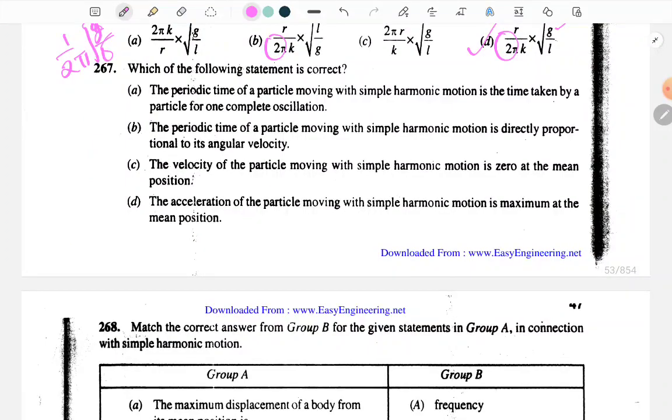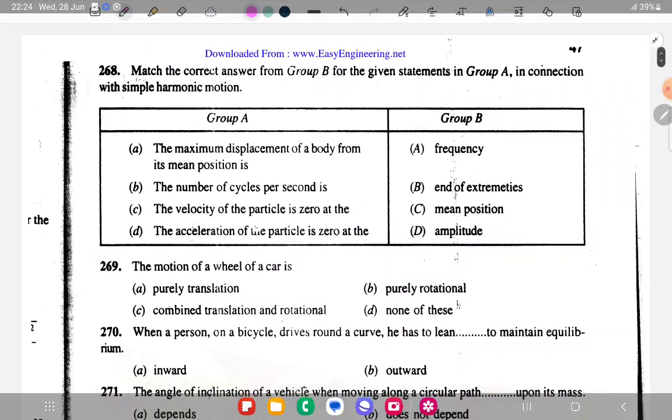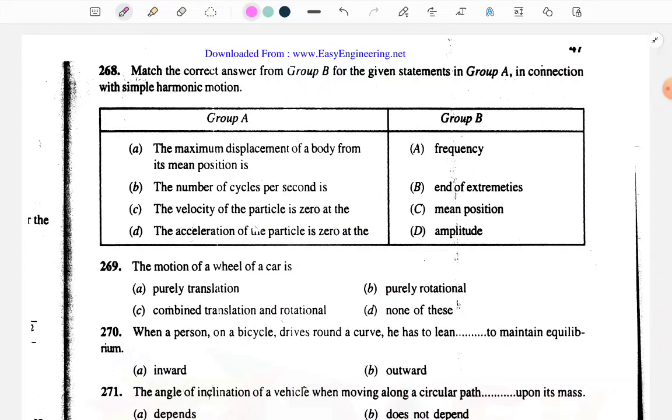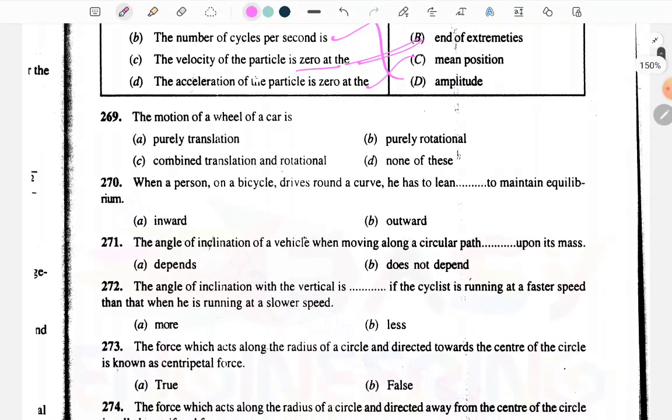Next 267. It is A. The periodic time of a particle moving with simple harmonic motion is the time taken by the particle for one complete oscillation. Now match the following. This already you know. Velocity of a particle is 0 at the extreme ends, there it will stop. Number of cycles per second is what we call frequency. Maximum displacement, amplitude. Next, acceleration of a particle is 0 at the mean position and velocity is maximum at that position.